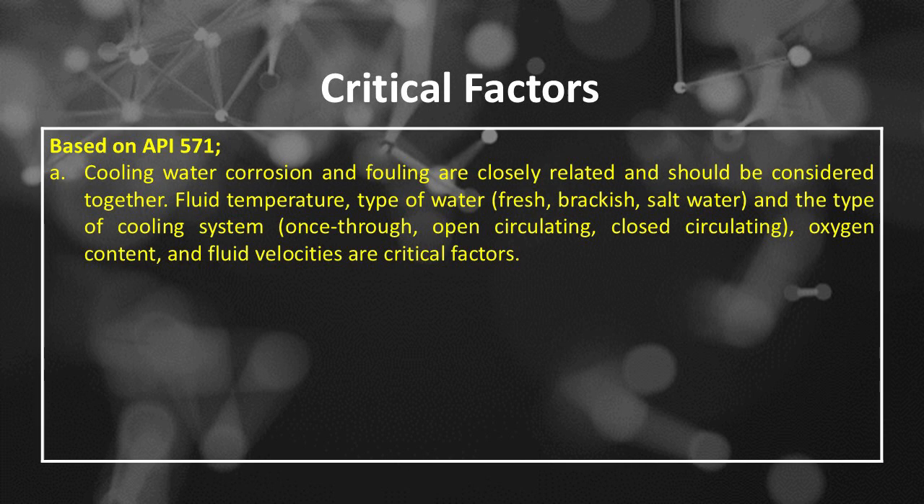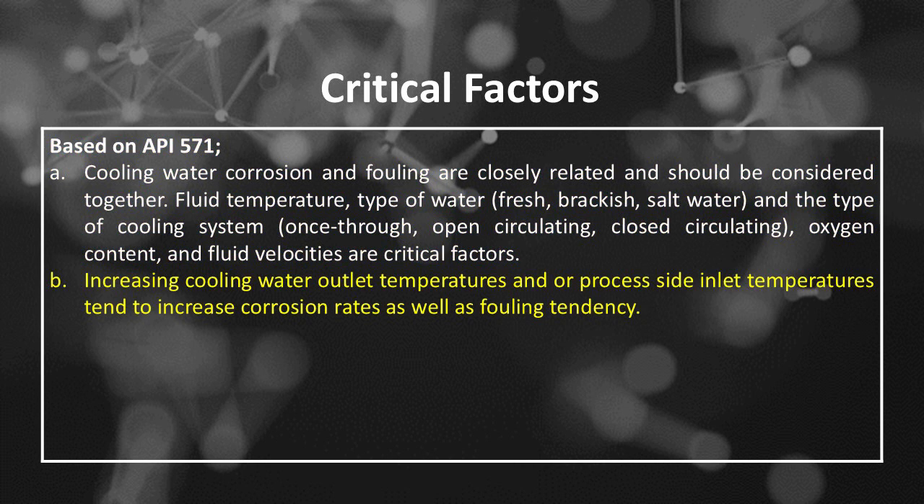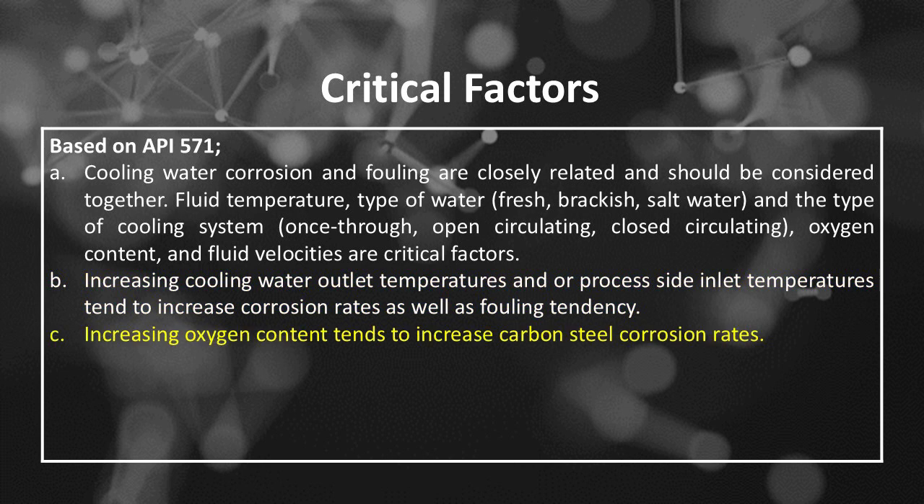Cooling water corrosion critical factors based on API 571. Number A, cooling water corrosion and fouling are closely related and should be considered together. Fluid temperature, type of water, fresh, brackish, salt water, and the type of cooling system, once through, open circulating, closed circirculating, oxygen content, and fluid velocities are critical factors. Number B, increasing cooling water outlet temperatures and/or process side inlet temperatures tend to increase corrosion rates as well as fouling tendency. Number C, increasing oxygen content tends to increase carbon steel corrosion rates.